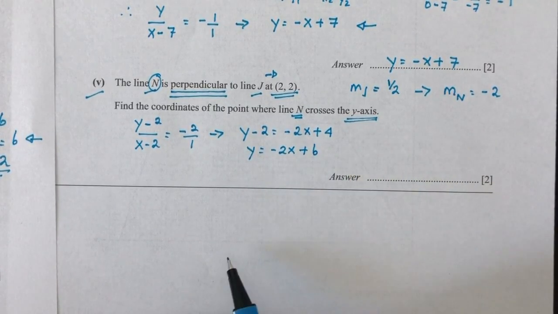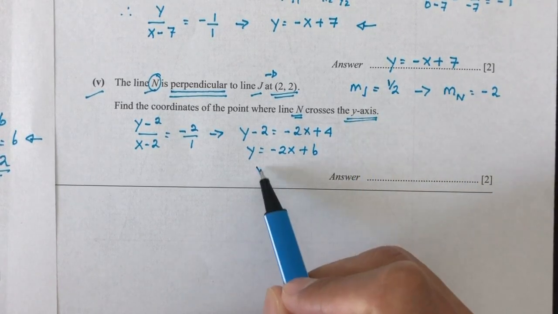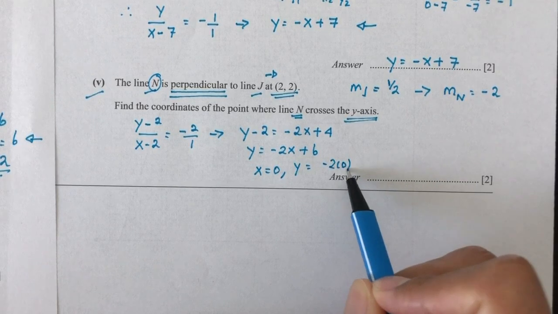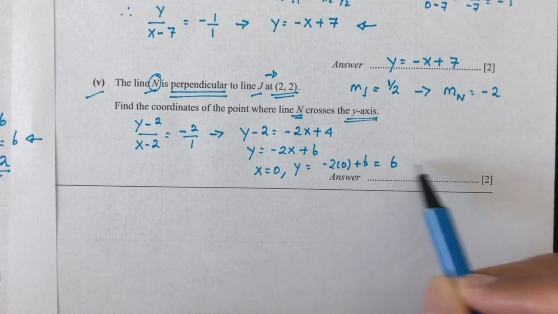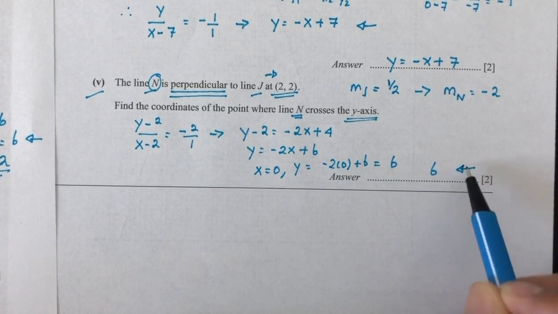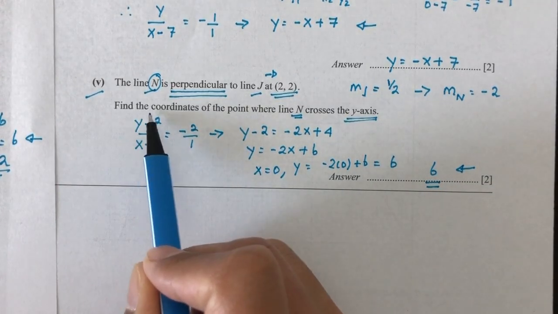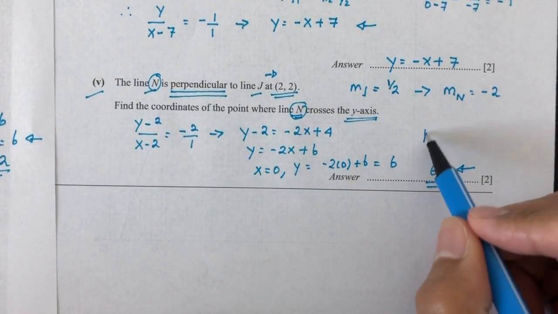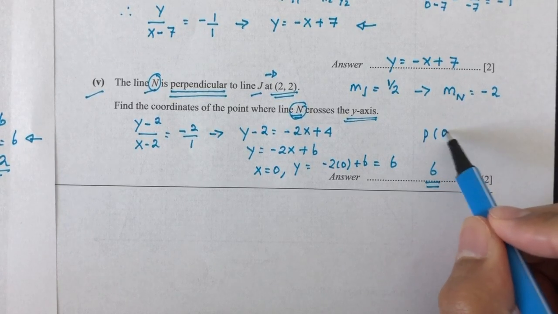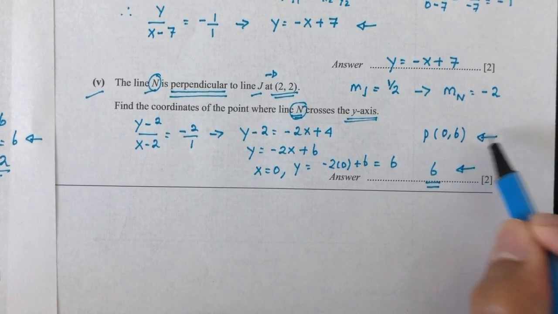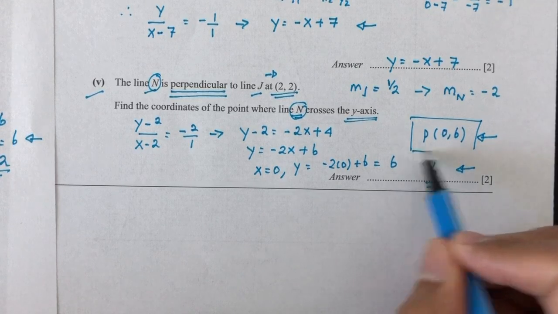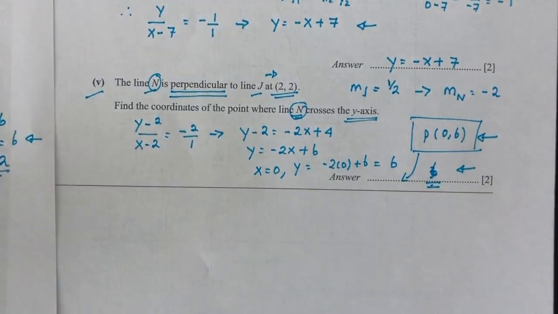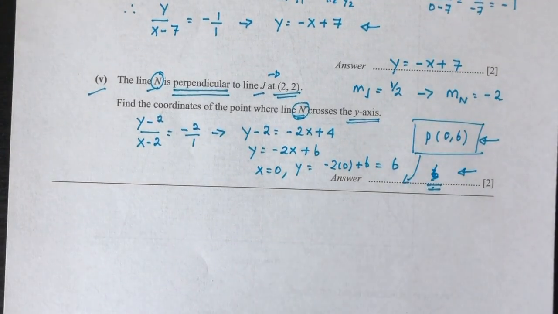plus 6. Now at the y-axis, x equals 0. So y will be minus 2 times 0 plus 6, which is 6. So your answer is 6. Find the coordinates of the point where N crosses the y-axis. So the point is actually (0, 6). That's the point where it crosses the y-axis. So that is your answer. Not just 6, but the point is (0, 6). Okay, and that is for question number 1.